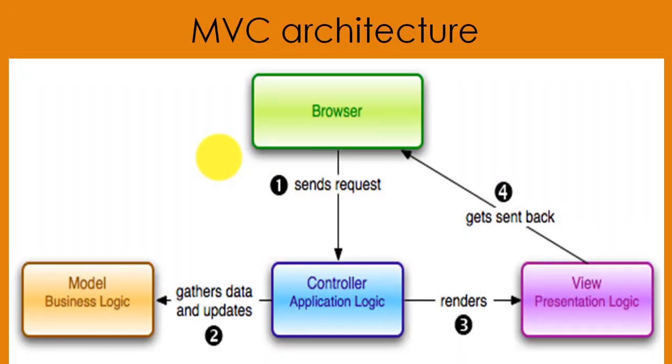This is MVC architecture. The first step is the browser sends a request to the controller. The second step is to gather data and update the data to the model business logic. The third step is to render the data from the controller application logic to presentation logic, and the fourth step is to get the output to the browser, to show the result to the end user. All these things I already described in my last video, so you can get it from my video list, along with the video on MVC and the installed version using C#.